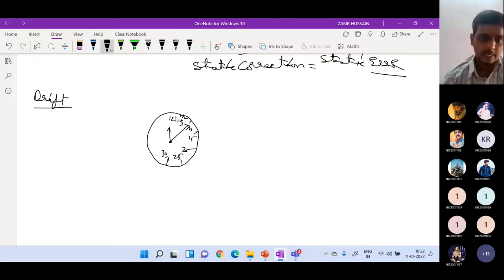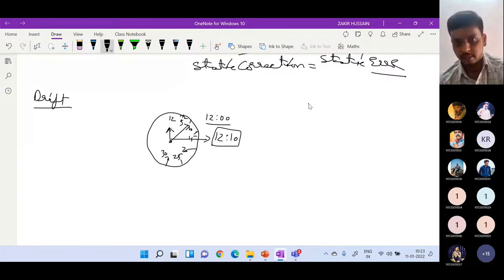A dial will be there. So in this dial, drift is nothing but, let us say this is 12:10 a.m. or p.m. If that instrument is having a drift, the true value of that instrument is, for example, 12 o'clock, but instead of showing 12 o'clock, it will show 12:10. So how is it showing that 12:10?